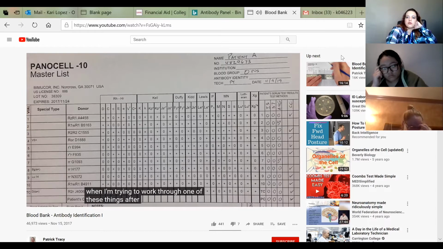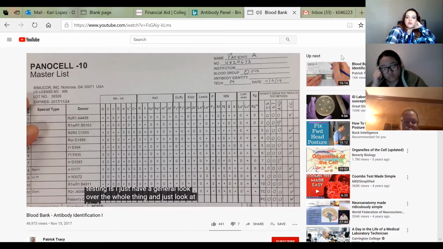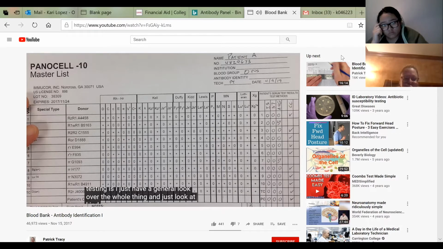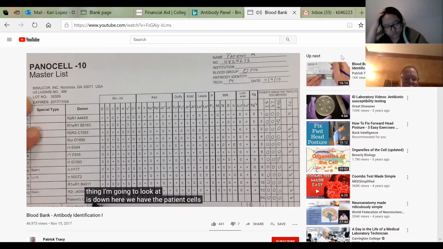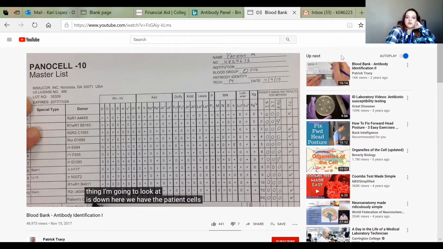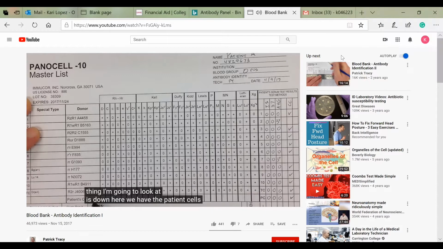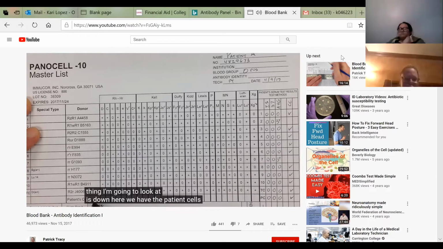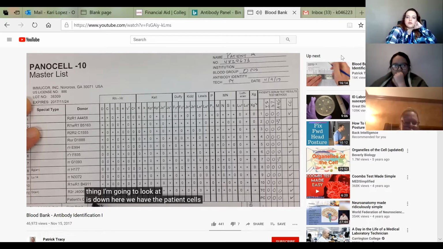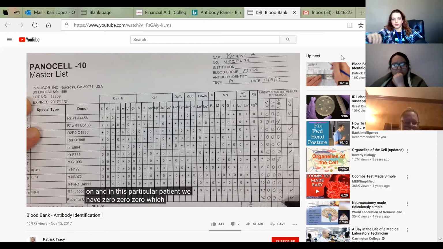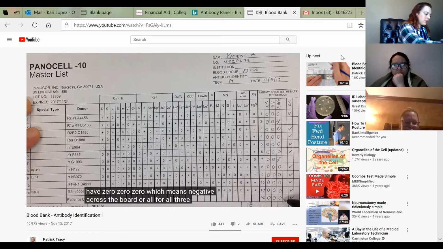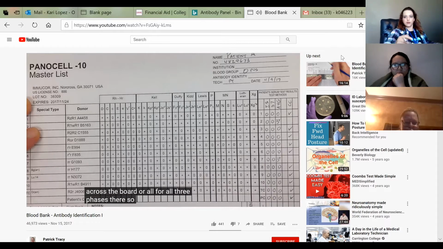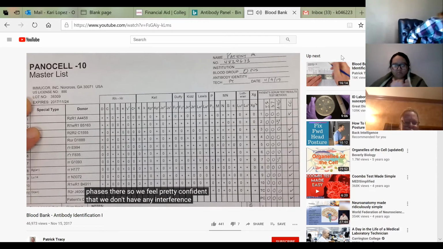Here's what I do when I'm trying to work through one of these after I've done all the testing: I just have a general look over the whole thing and look at some key features. The first thing I'm going to look at is down here, the patient cells, which is also known as the auto control. That is where we are combining patient red blood cells and patient plasma, making sure that there's no autoagglutination going on. In this patient, we have 0, 0, 0, which means negative across all 3 phases. So we feel pretty confident that we don't have any interference or false positives from an autoantibody.